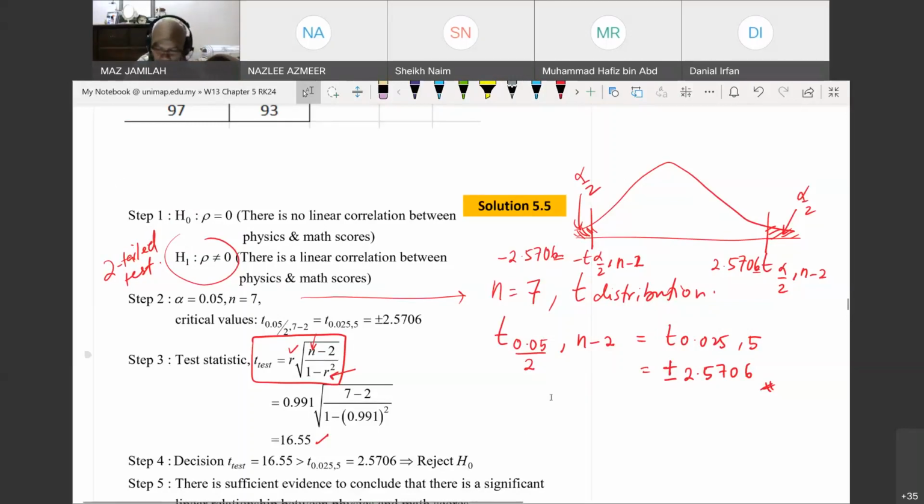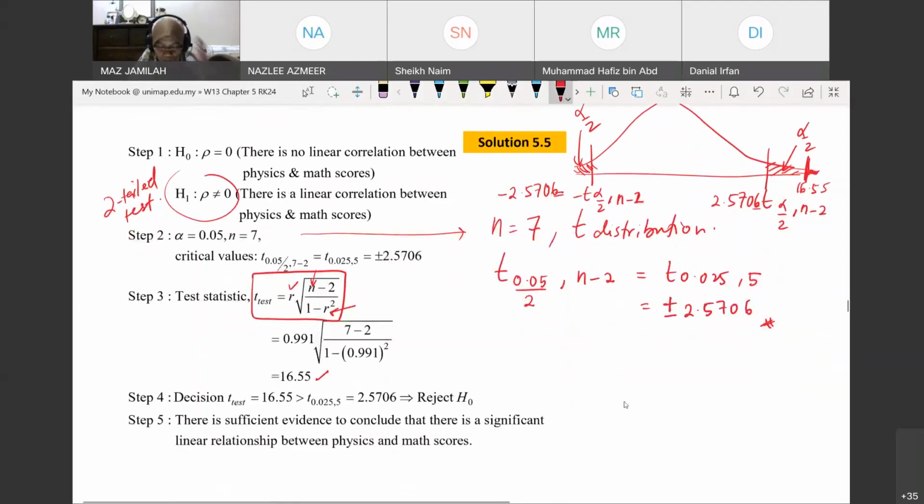Okay, so once you have got your t-test statistic of 16.55, which is very far away in your rejection region. So let's say this is 16.55, it falls in the rejection region. That's why we have to make the decision to reject the null hypothesis. When we reject the null hypothesis, it means that our statement of the alternative is accepted.